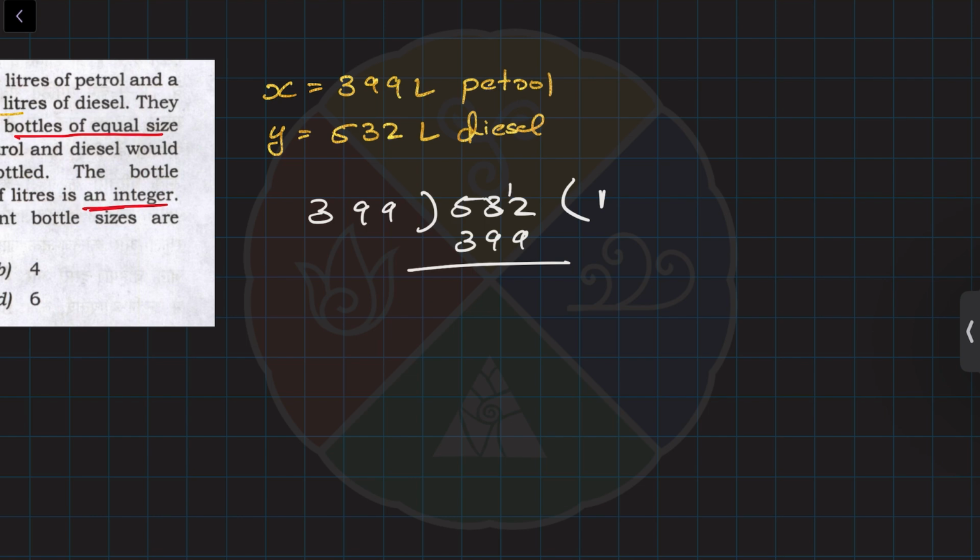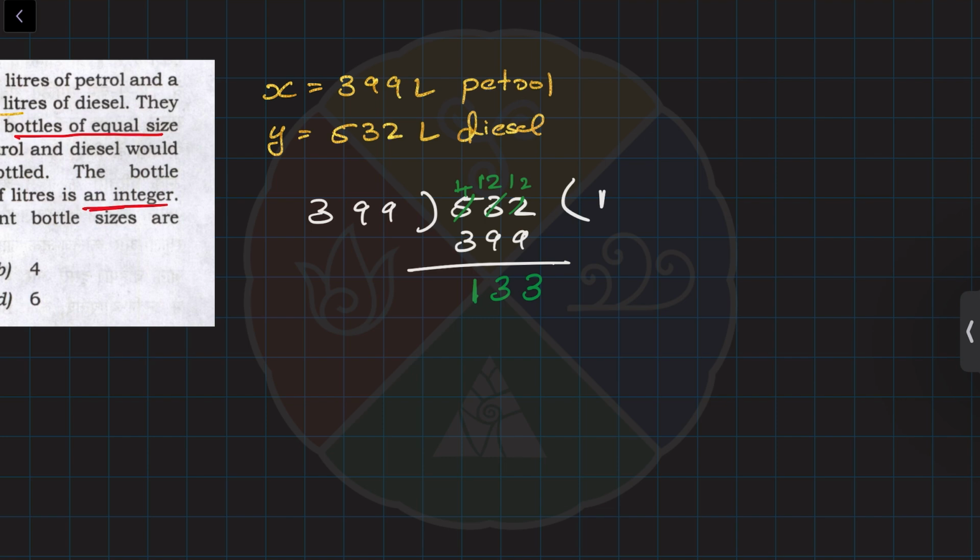Let me change the color. Okay, I'm going to divide. It should borrow. This will become 2. This will become 12. 12 minus 9 will give you 3. Again, I have to borrow. This will become 4. 12 minus 9 will again give you 3, and 4 minus 3 is 1.